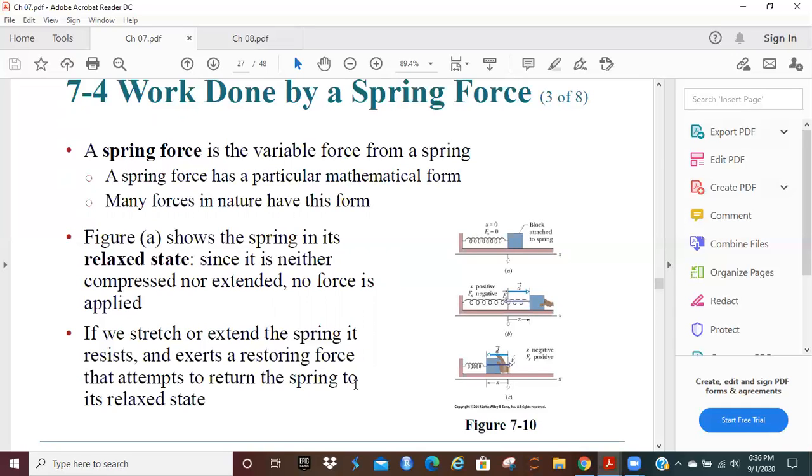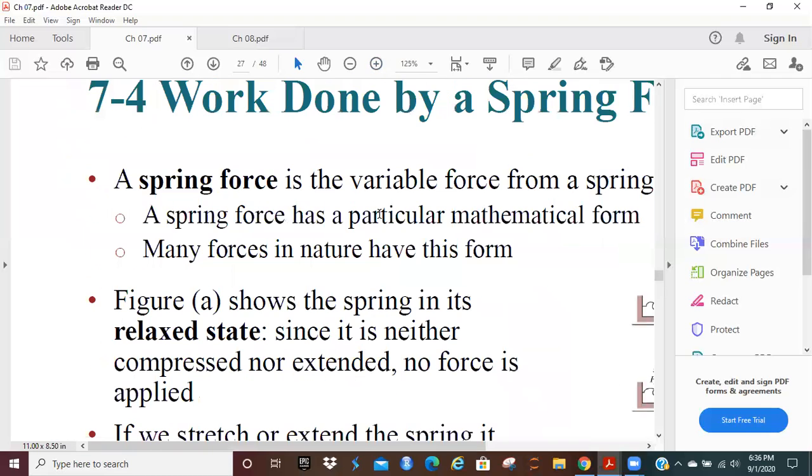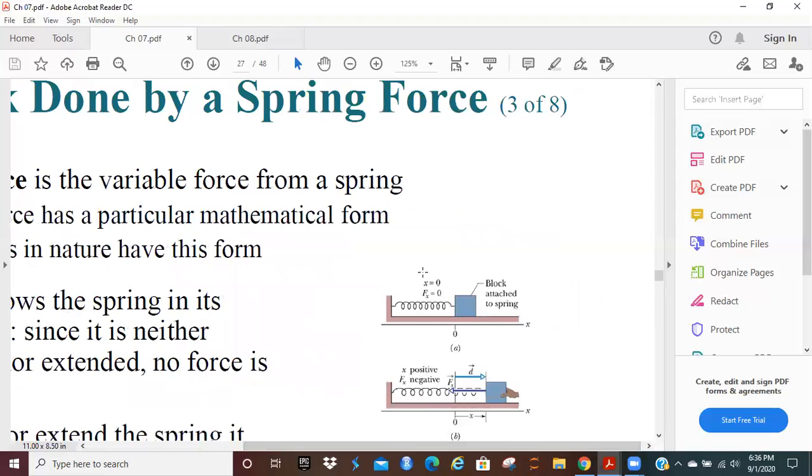So figure A shows the spring in a relaxed state. Since it is neither compressed nor extended, no force is being applied. In other words, the spring has no tendency in this model right here. It doesn't have any tendency to pull in or push out. It is considered to be at equilibrium. We're going to be doing work with springs and having an equilibrium assigned as x equal to 0, and that the force is equal to 0 at that point is going to be kind of a standard.